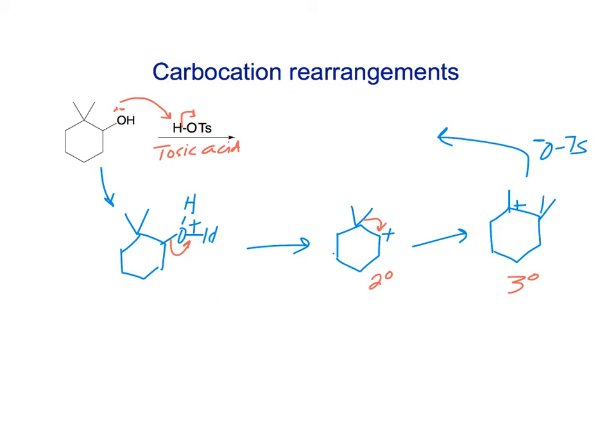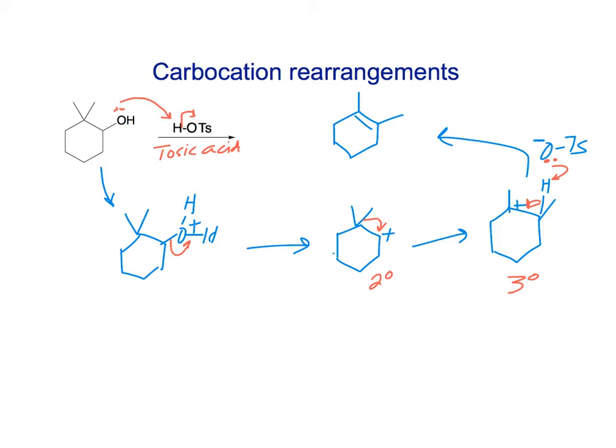It can remove a proton following Zaitsev's rule. Let's go here. This can form the pi bond, and we generate the most stable alkene. Remember, the most stable alkene is the one that's most highly substituted.